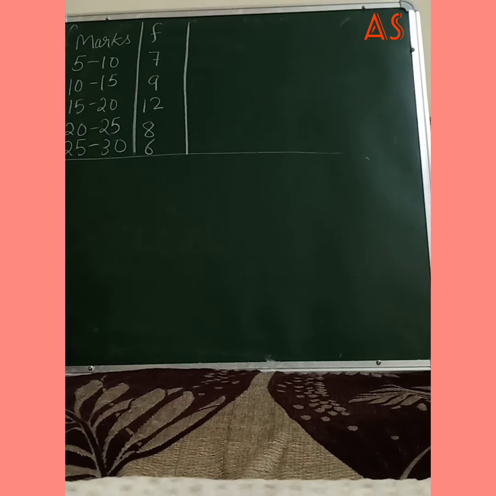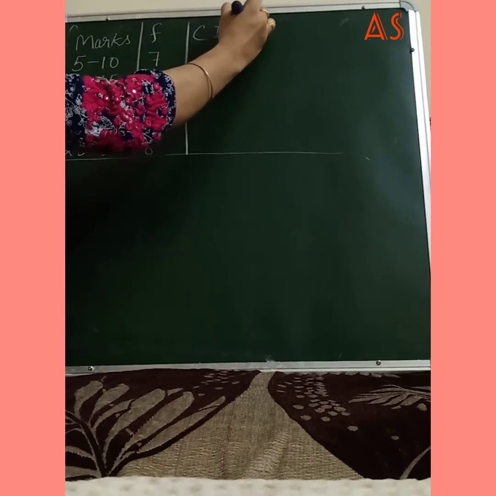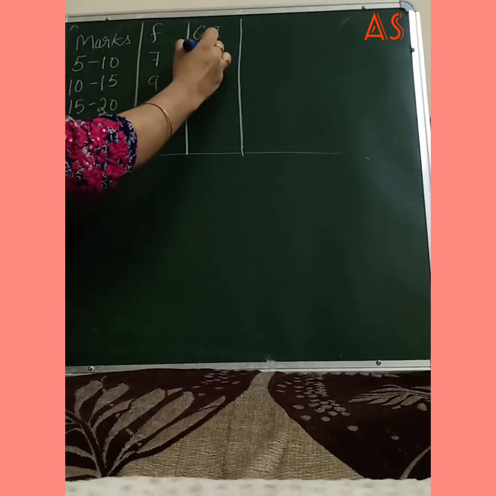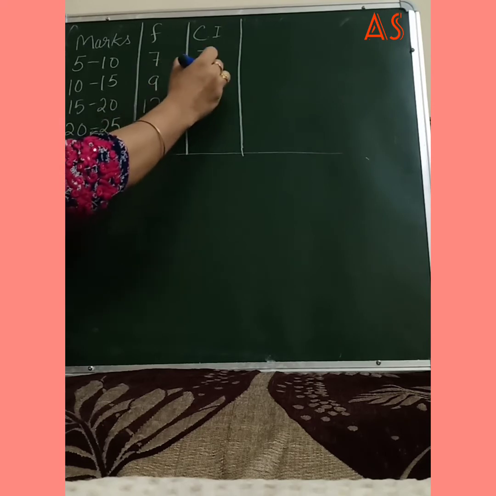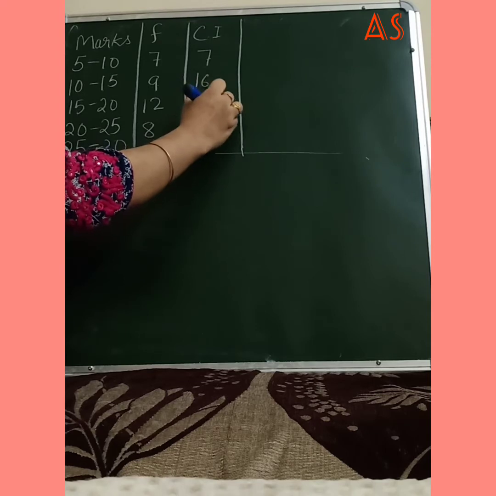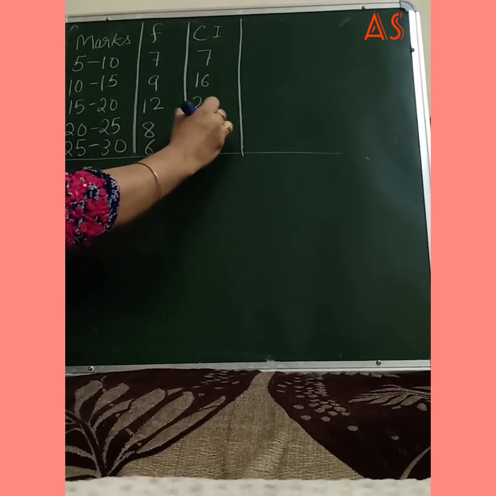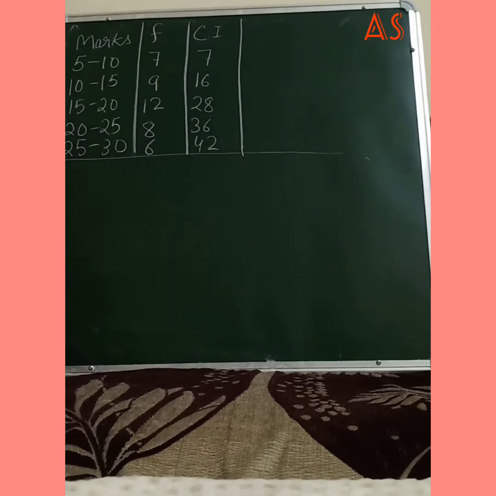Suppose this is the frequency. So what is your first step? You have to find the cumulative frequency. You know how to find cumulative frequency. The first number 7 is 7. Then we add 7 plus 9, 16, 16 plus 12, 28, 28 plus 8, 36, and 36 plus 6, 42. So this is our cumulative frequency.